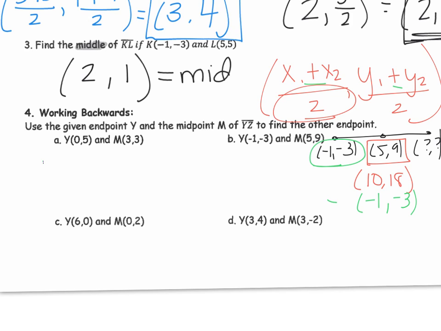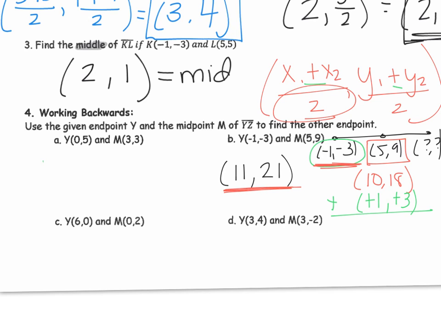Well, when you subtract negatives, what happens? These become positives. So I'm really adding. I'm essentially doing the opposite. So 10 plus 1 is 11. 18 plus 3 is 21. It never hurts to check. So if I take this ordered pair and this ordered pair and find the midpoint, -1 plus 11 is 10, divided by 2, that's 5. -3 plus 21, that's 18, divided by 2, is 9, so I know I did it correctly.